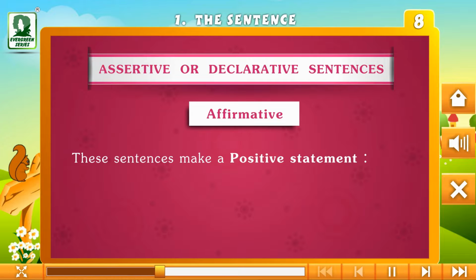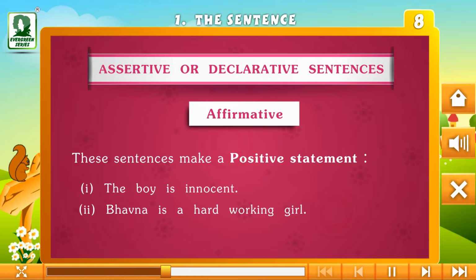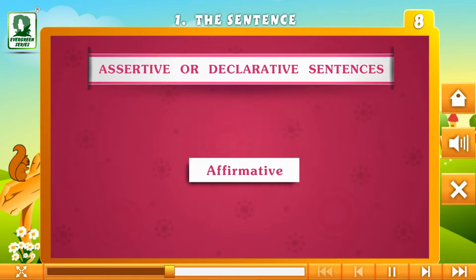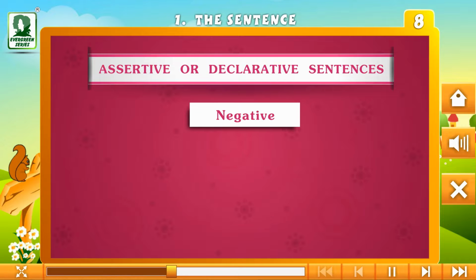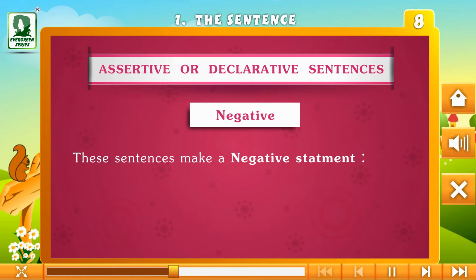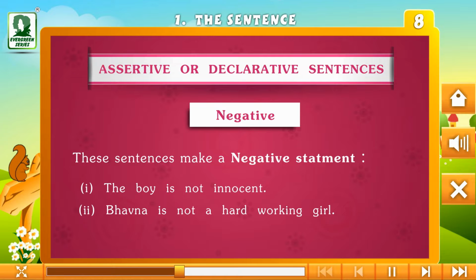Affirmative sentences. These sentences make a positive statement. For example, the boy is innocent. Bhavna is a hard-working girl. Negative sentences. These sentences make a negative statement. For example, the boy is not innocent. Bhavna is not a hard-working girl.